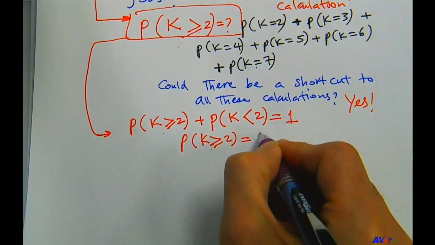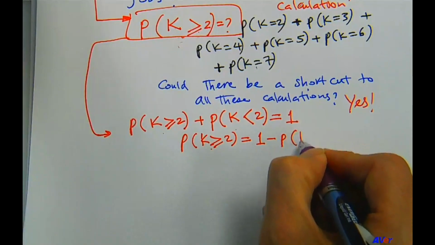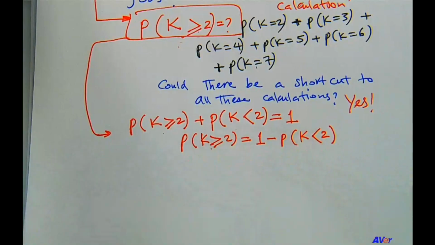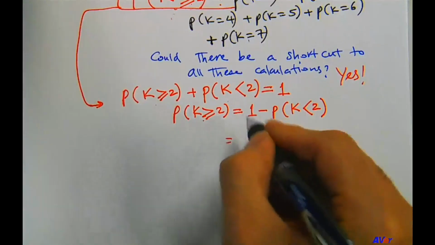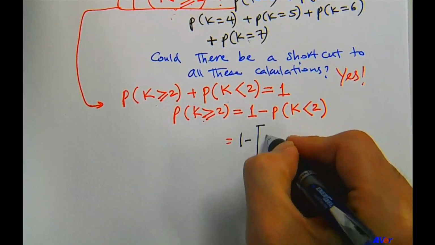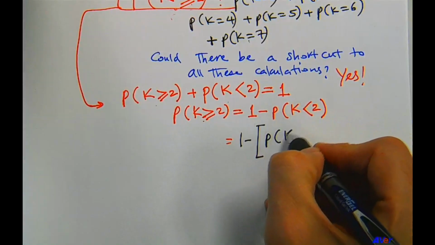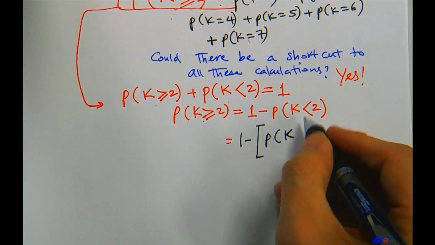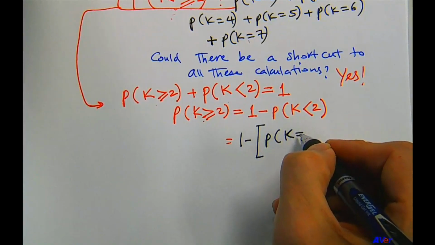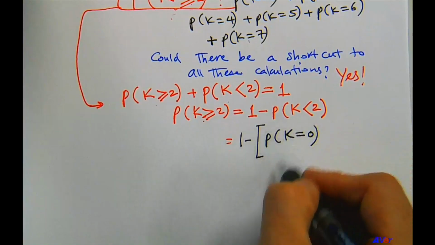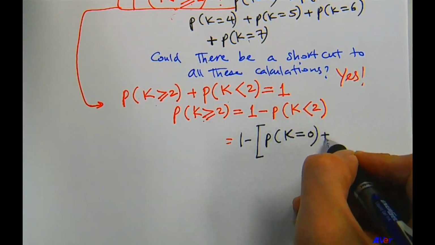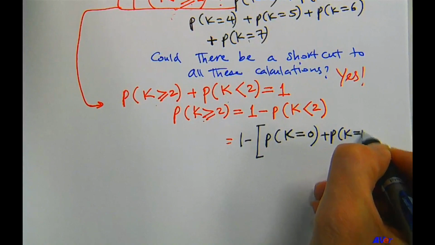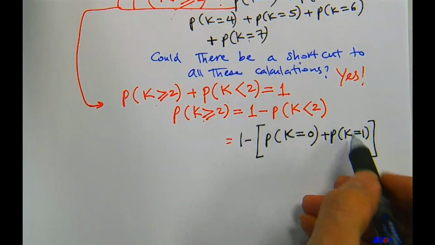That is equal to, let's do the algebra on this, 1 minus the probability of k less than 2. So now let's find this. We have 1 minus the probability of k being less than 2. What could it be? It could be that we surveyed these 7 individuals and none of them liked their jobs. So the probability that k equals 0 is part of this, plus the probability that only 1 out of the 7 liked their job.